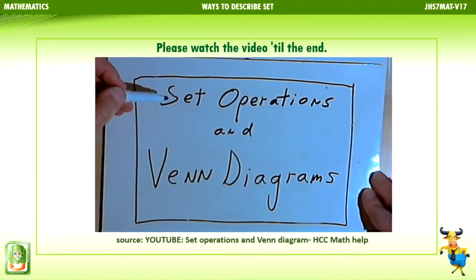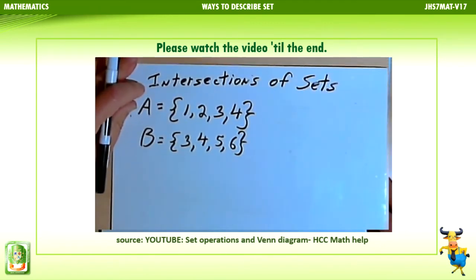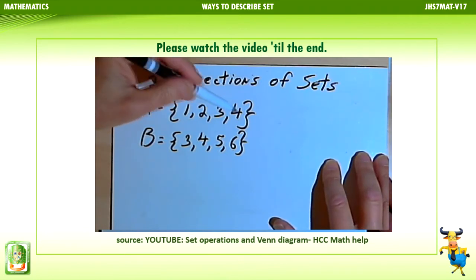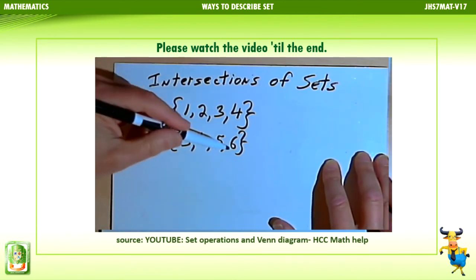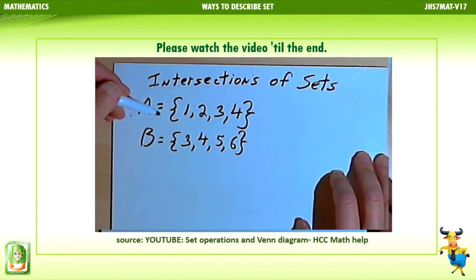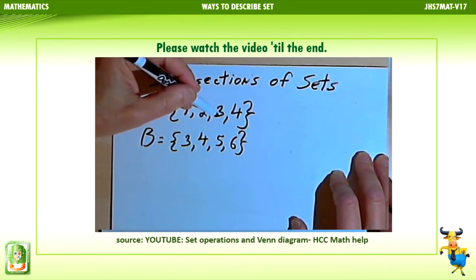This video is going to be about set operations and Venn diagrams. So I'm going to start with the intersections of sets. Let's say I've got two sets. Set A contains the numbers 1, 2, 3, and 4. And set B contains the numbers 3, 4, 5, and 6. Well, the intersection of two sets is the set that contains only the elements that are in both of the sets.